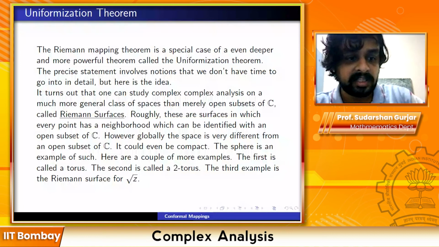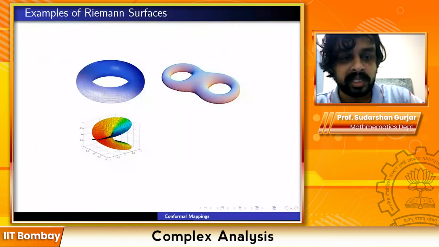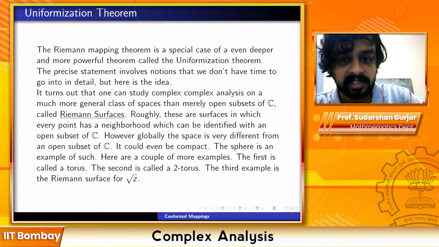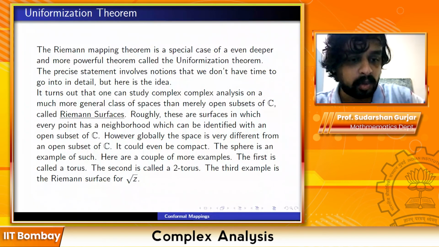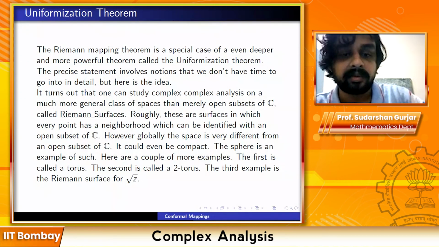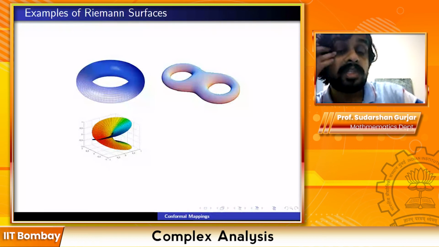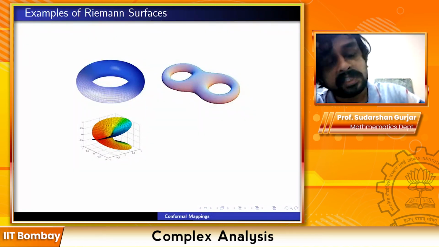The sphere is such an example, and I have drawn three more examples. The first is called a torus. The second is what's called a two torus, and the third example is what's called the Riemann surface for square root z. So these are three examples of Riemann surfaces. The first is the torus.